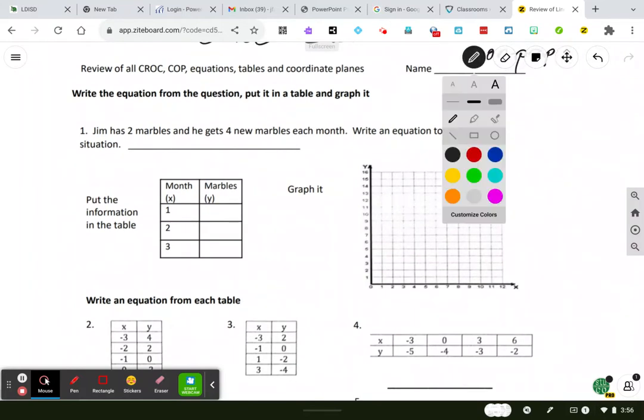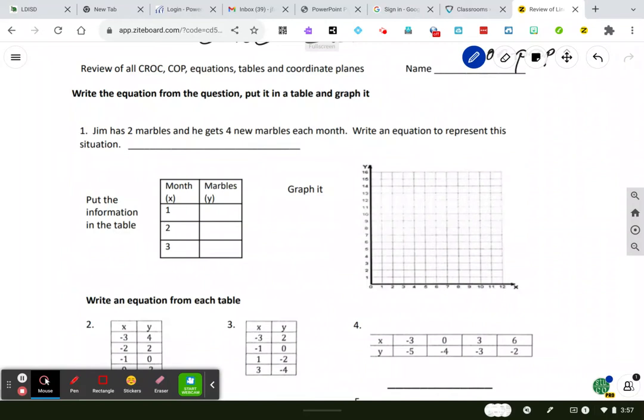I'm going to do mine in blue. So Jim has 2 marbles and he gets 4 marbles each month. Write an equation to represent this situation. So this goes back to the very beginning of the year whenever we wrote equations. So when you take a look at this, it says he gets 4 new marbles each month. We don't know how many months. He could get 4 marbles this month, 4 marbles next month. It could be 6 months, 12 months, whatever. So we know that this is going to be my m and that's going to be my x. He already has 2 marbles, so that is going to be my b.